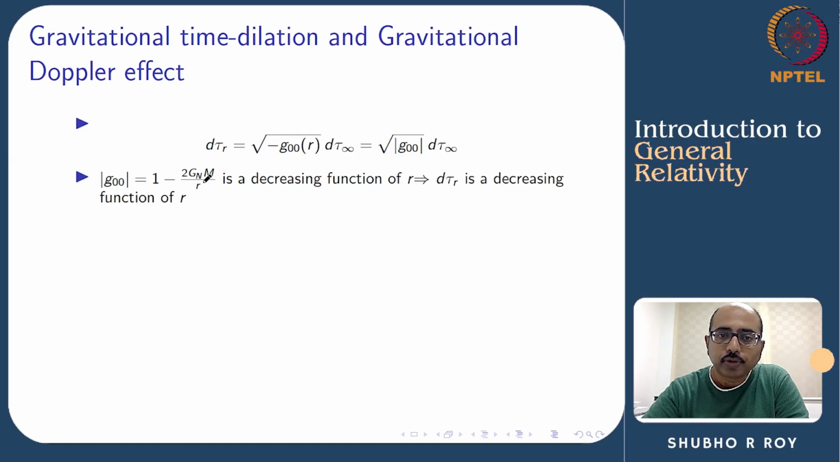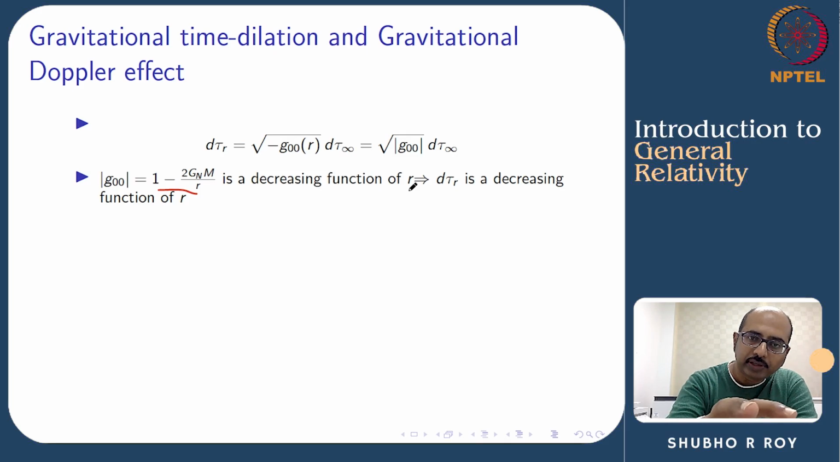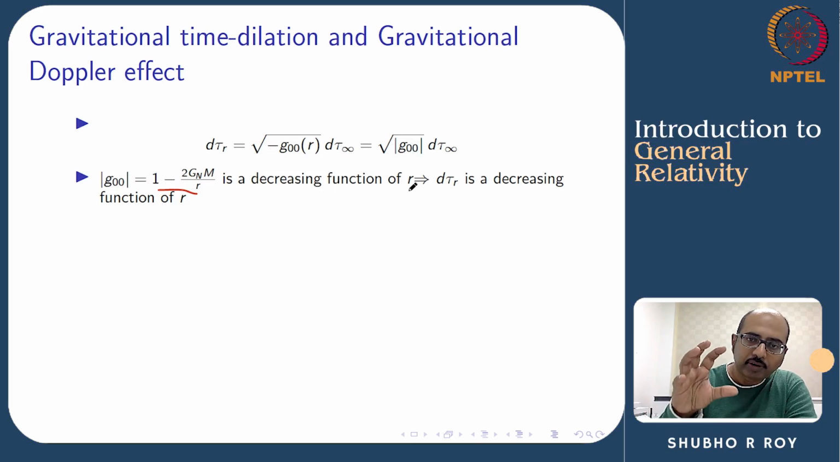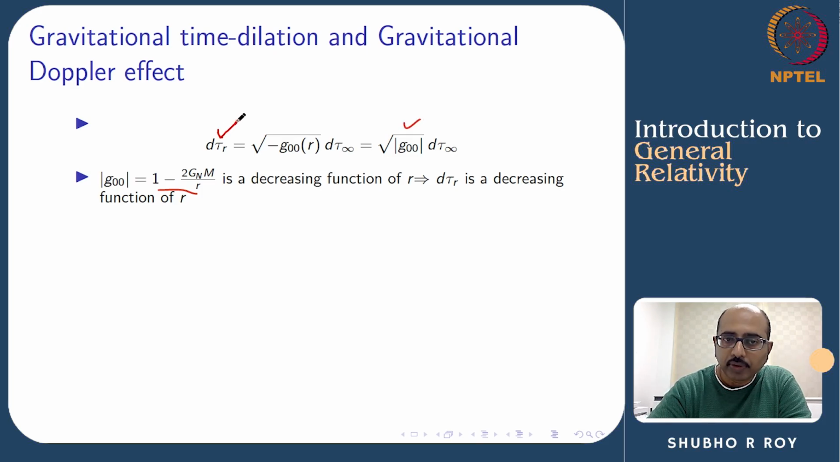since g00 is generically speaking less than 1, and it is a decreasing function of r, that is, as we go deeper into the gravitational field of the planet or the spherical source, g00 is decreasing. The magnitude of g00 is of course maximum at infinity, when it is 1. As I come from infinity to inside the gravitational field, it decreases. As a result, if g00 decreases, d tau at r will also decrease as a function of r.